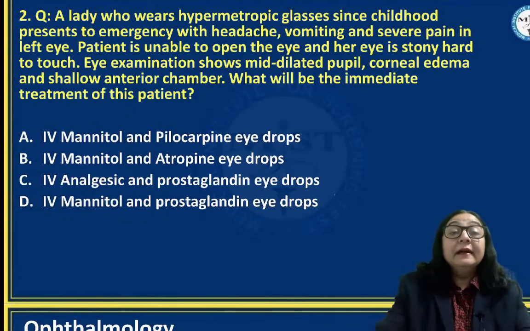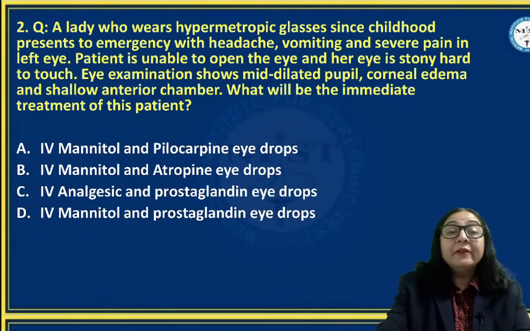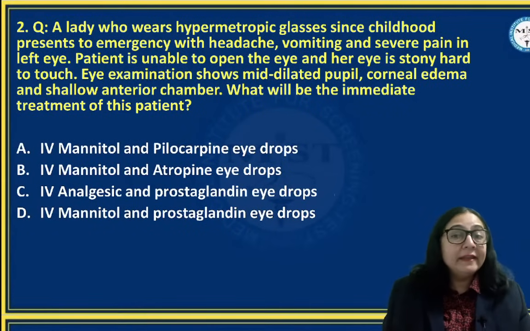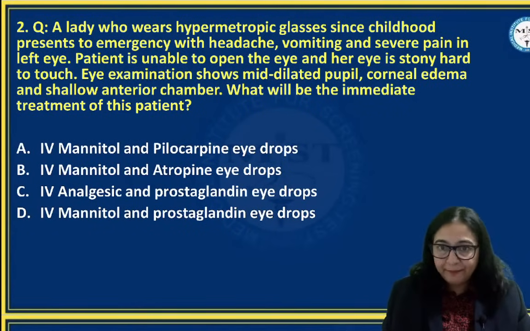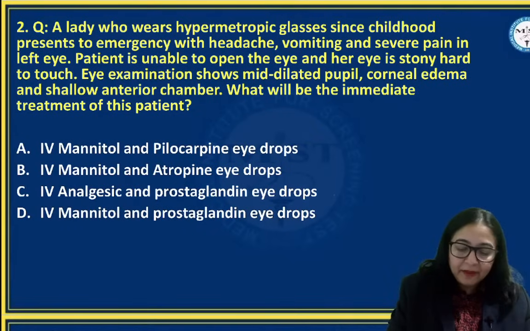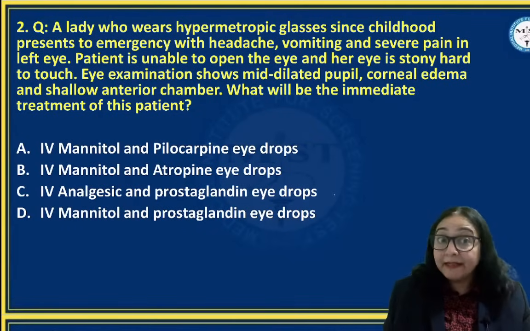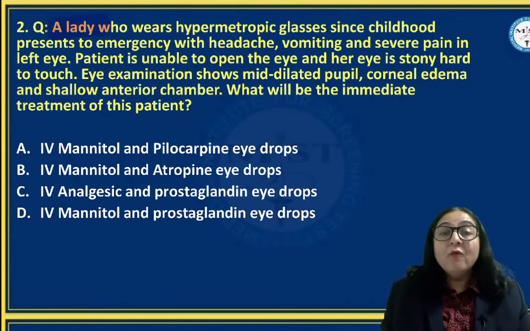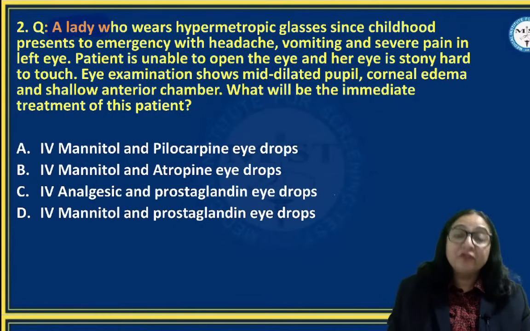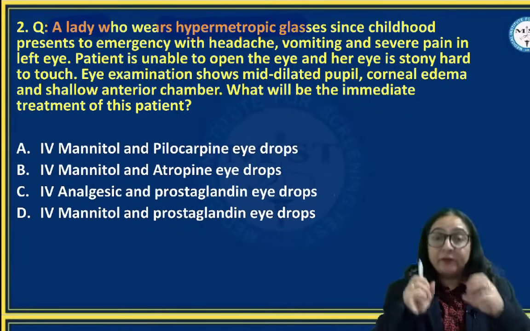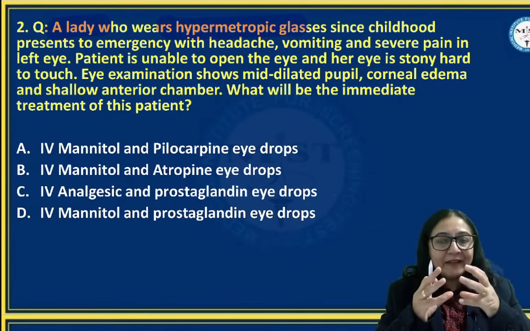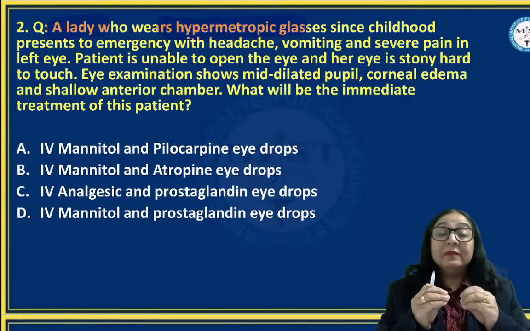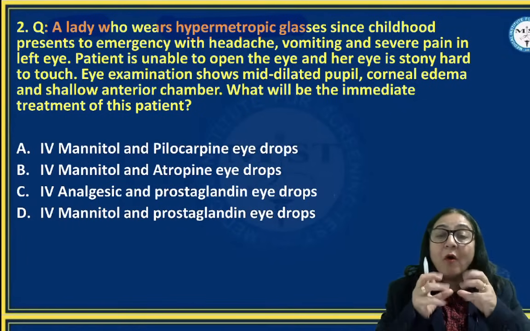Let's go through it. A lady who wears hypermetropic glasses since childhood presents to emergency with headache, vomiting, severe pain in the left eye. Let's again go step by step, one by one with the important key points. It's a female patient who wears hypermetropic glasses since childhood. So she is a hypermetrope. Hypermetropia means a type of refractive error in which the axial length of the eye is less than average. So it's a smaller eyeball.